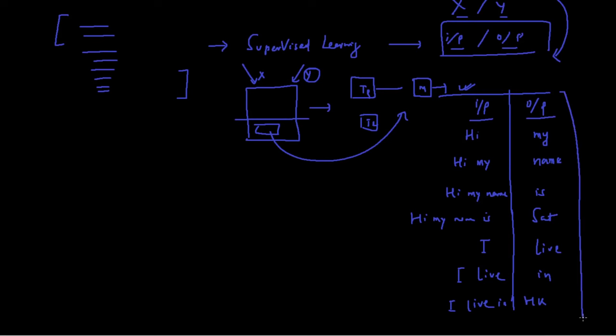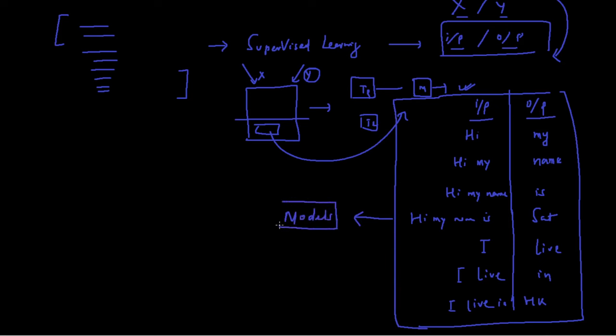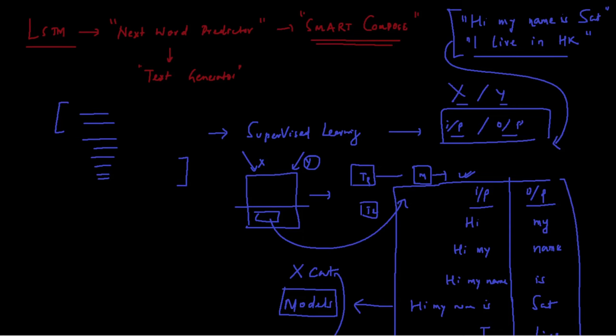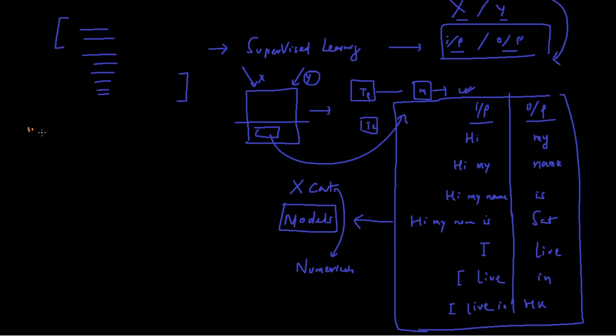But can we pass this data set to a computer algorithm or to our machine learning models? The simple answer is no. Why? Machine learning models or any kind of computer based models do not accept categorical data. You need to convert them into numericals. Now what if I make a simple change? I will try to convert the text into numbers. So I'm rewriting everything here. Hi, my name is Sat.